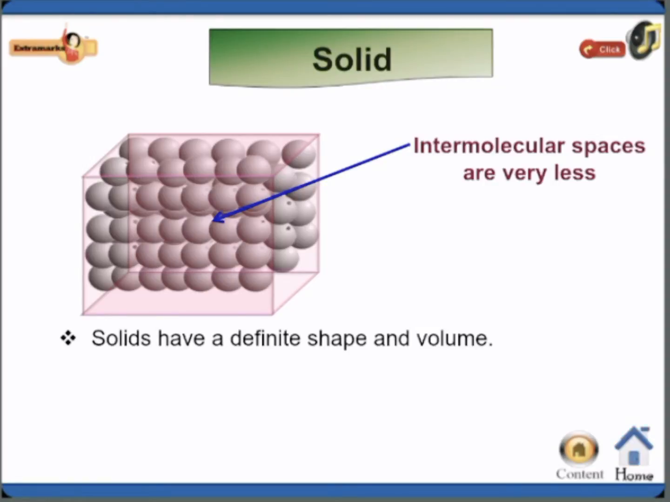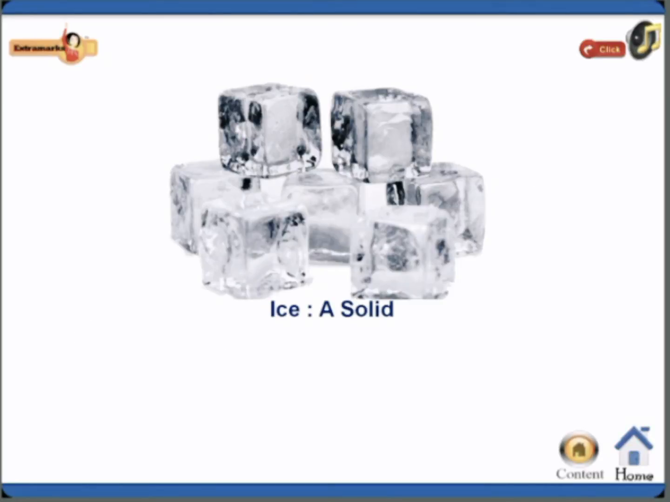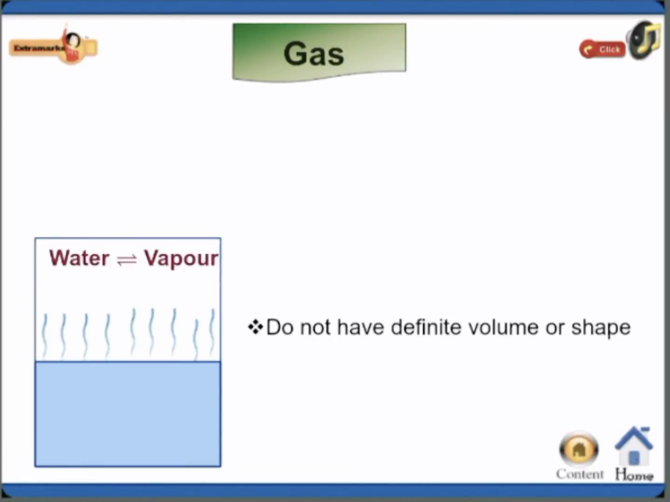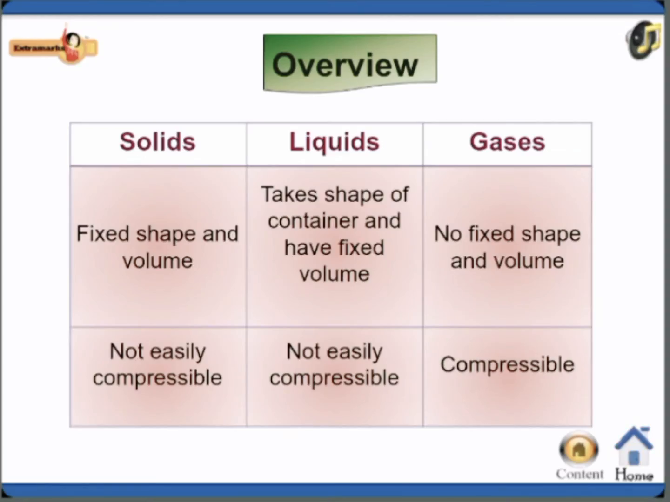Solids have a definite shape and volume and have very less intermolecular spaces. Ice is the solid form of water. Liquids have a definite volume but not definite shape. Gases have neither definite volume nor shape. These are the three states of matter.